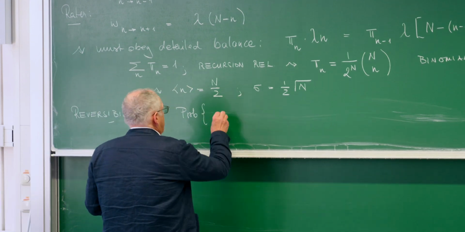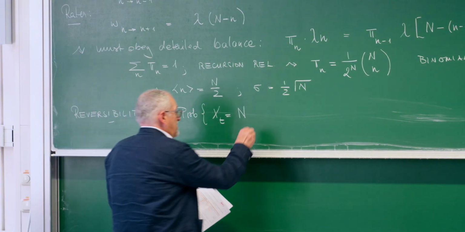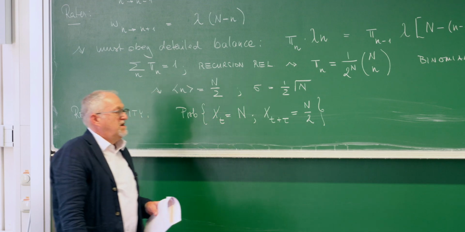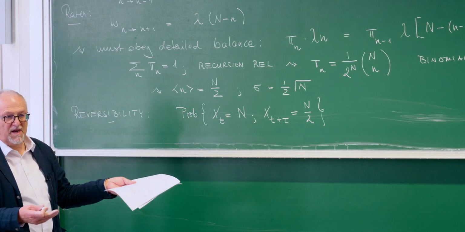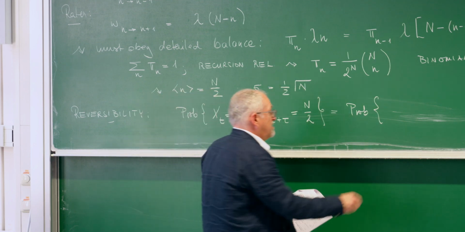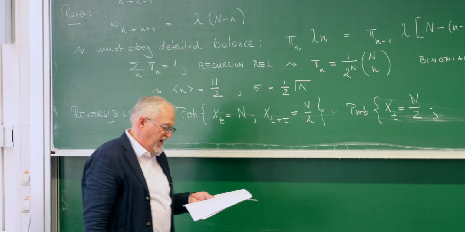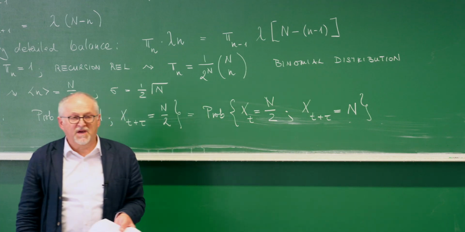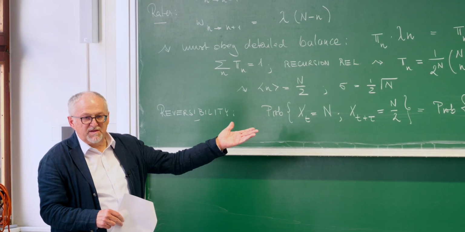So if I, for example, say that at some time t, all my fleas are on Alice, and at time t plus tau, the probability is that Alice has N over 2 fleas. Okay? So that probability of these two events at time t and time t plus tau is equal to the probability of the reverse. That means that I start with an even number of fleas between Alice and Bob, and I arrive at time t plus tau with a situation that there's none of the fleas on Bob. All of them are on Alice. Okay? And that sounds a bit weird. Right?